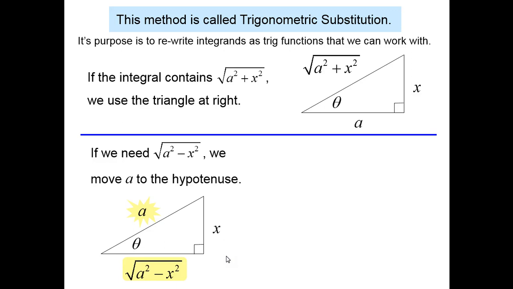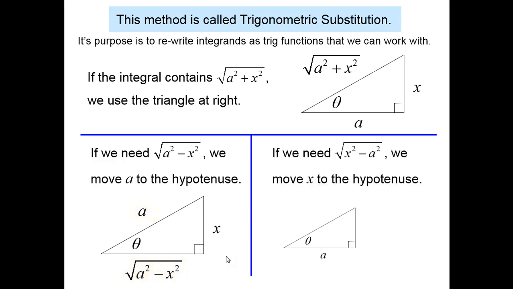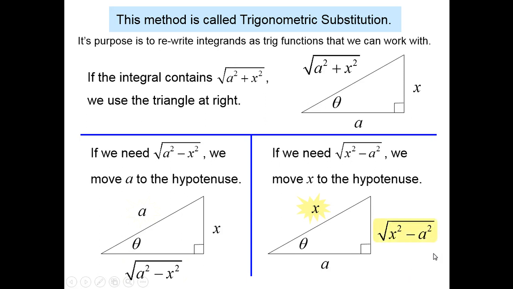And the last form we're going to work with is if we want the square root of x squared minus a squared: move x to the hypotenuse, leave a as the adjacent, and then the radical becomes the opposite side. This is a really important page. Either print it out or make sure you write all three of these forms down with the pictures, because every time we set these up for consistency, I want you to use one of these three forms.